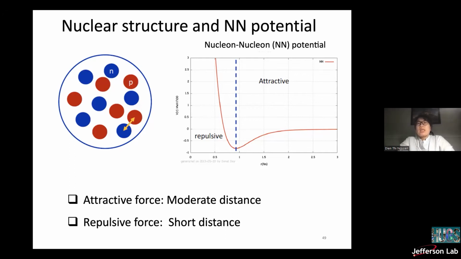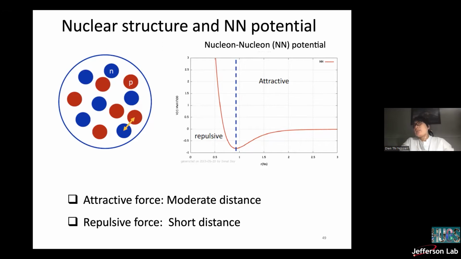That can be determined by what we call the nucleon potential. This is one example of a nucleon potential. Based on the potential, you can see that at moderate distance, the interaction between two nucleons is an attractive force. But when they come closer, at shorter distance, this interaction becomes repulsive.